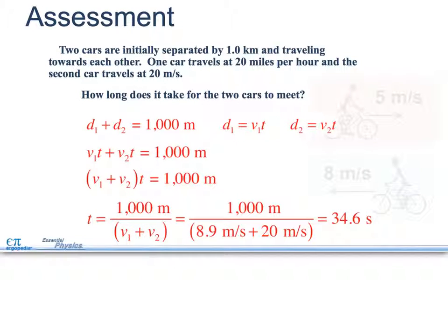Okay, how long does it take for the two cars to meet? Well, they went D1 plus D2 like we were working earlier. They have to travel the same 1,000 meters. D1 is V1 times time, D2 is V2 times time. Set them equal to each other. Factor out the time, rearrange. You get 34 seconds.